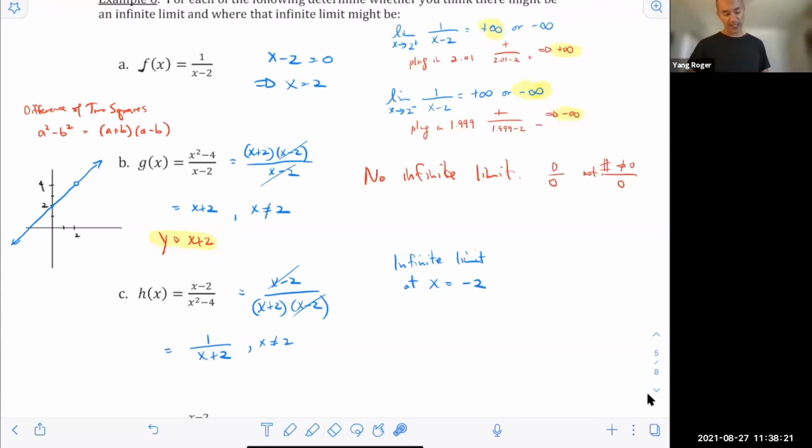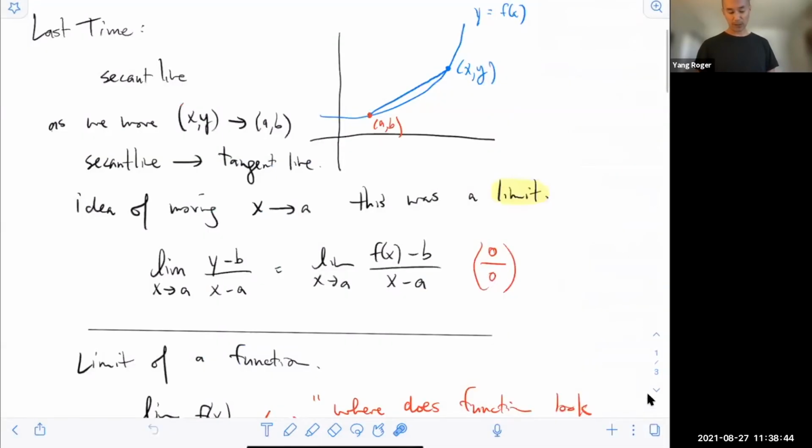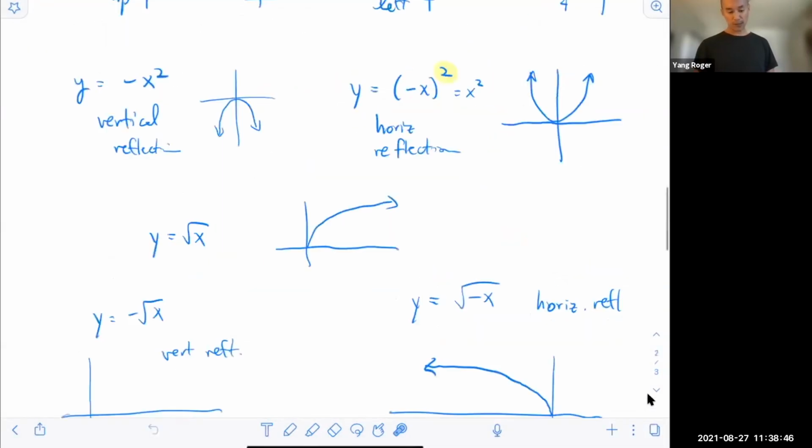Just out of curiosity, do you guys know how to graph this guy? Can anyone describe this graph to me using transformations? So if you have y is equal to 1 over x, that's the basic graph. That looks something like this.